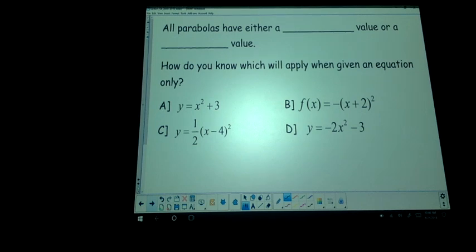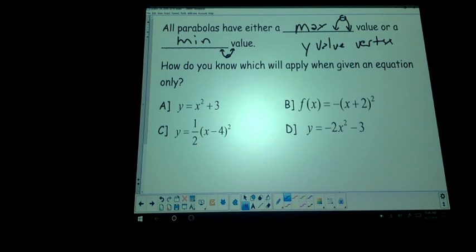All parabolas either have a max value or a min value. It's a max if your parabola opens down, so you have a max value up on top. It's a min value if your parabola opens up. The max or min value is the y value of your vertex. So if you have a parabola that opens up and a vertex of 5, 10, your value is 10. It's the y component.